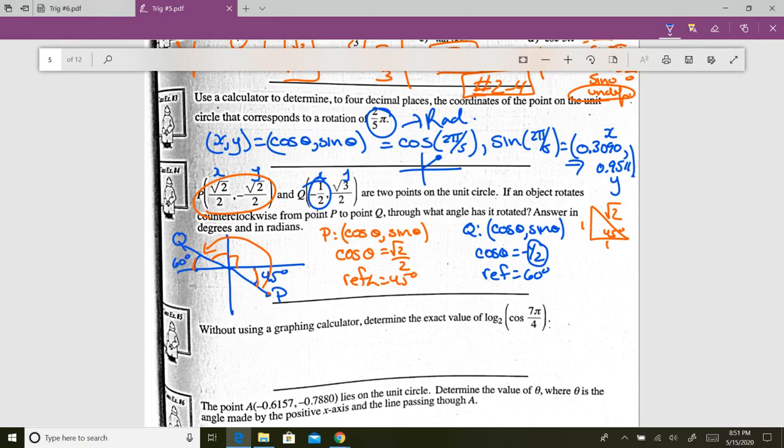So if I'm going to rotate from P to Q, I'll write it down here. Rotation is going to be 45 plus 90 plus, now if this is 60, what is this angle? It has to be 30, because that whole thing is 90 degrees. So now it's 45 plus 90 plus 30, which is 165.